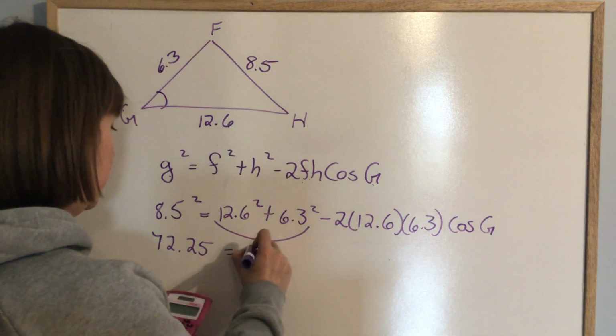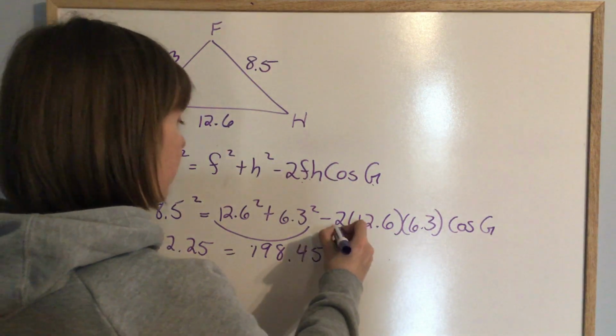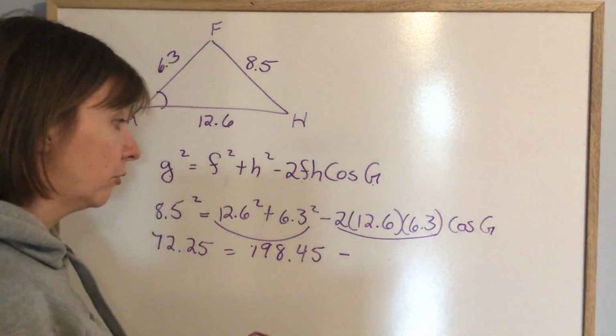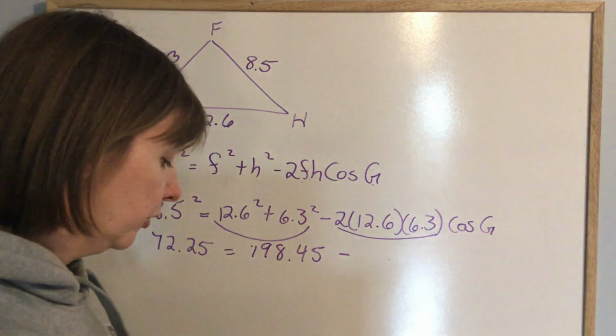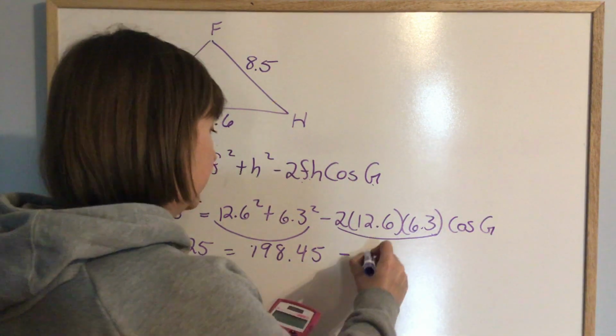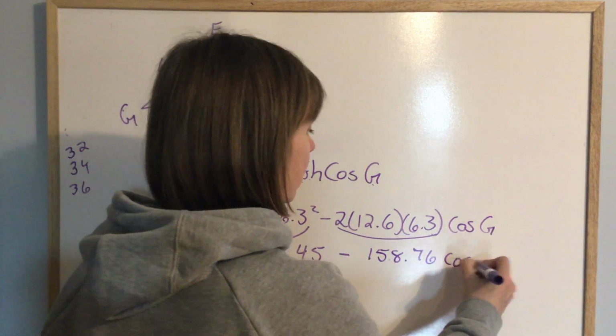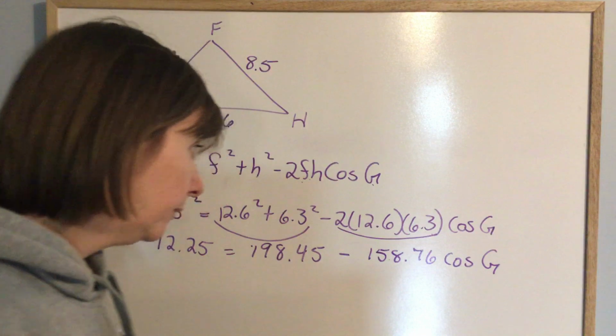That's going to give me 198.45 minus, I'm going to multiply those 3 things together. 2 times 12.6 times 6.3. That's going to give me 158.76 cos of G.